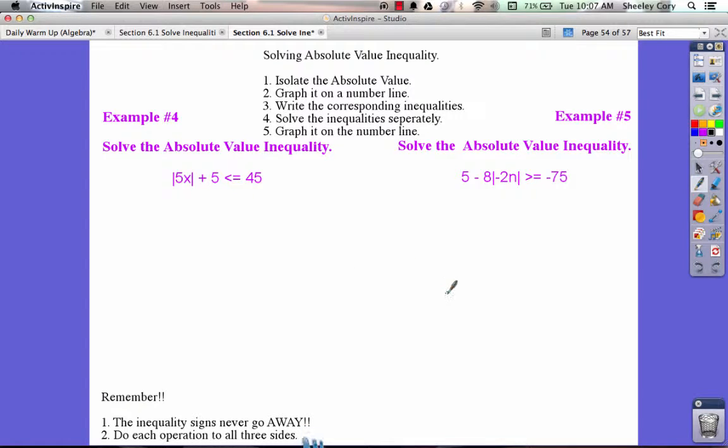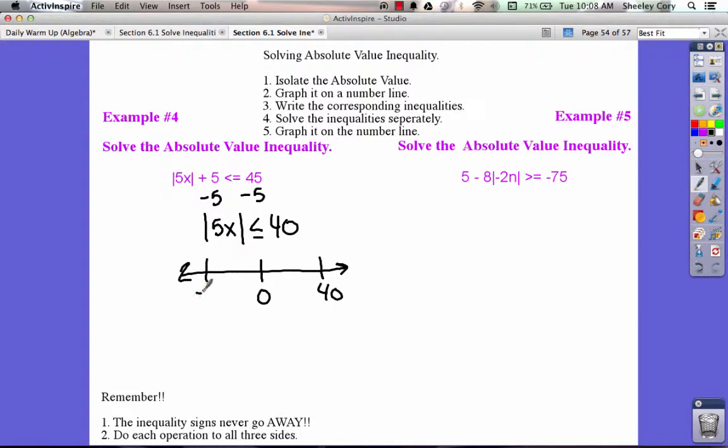Now let's take a look at two other problems, and we'll just go through these pretty quickly. We want to get rid of the stuff on the outside, so we're going to subtract 5 from each side, and that gives you the absolute value of 5x less than or equal to 40. Now the absolute value of 5x, in this case, your distance from 0 has to be less than or equal to 40. So we're going to mark on here where 40 and -40 would be. So 0, 40 here, -40 here. These are both 40 from 0. All right, the distance from 0 is 40. Now it says that it has to be less than or equal to 40.